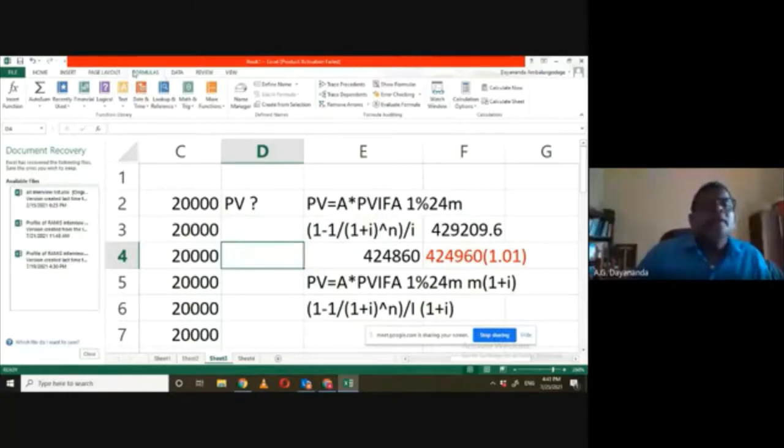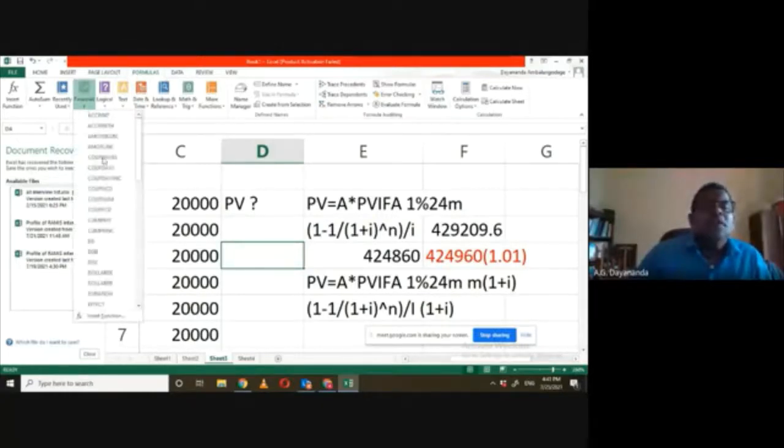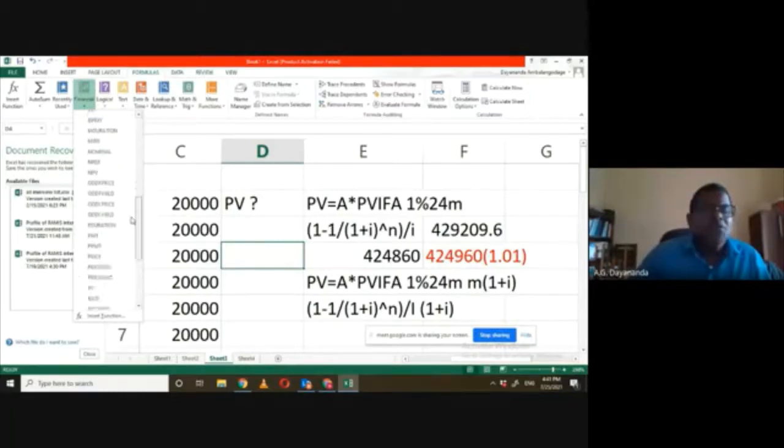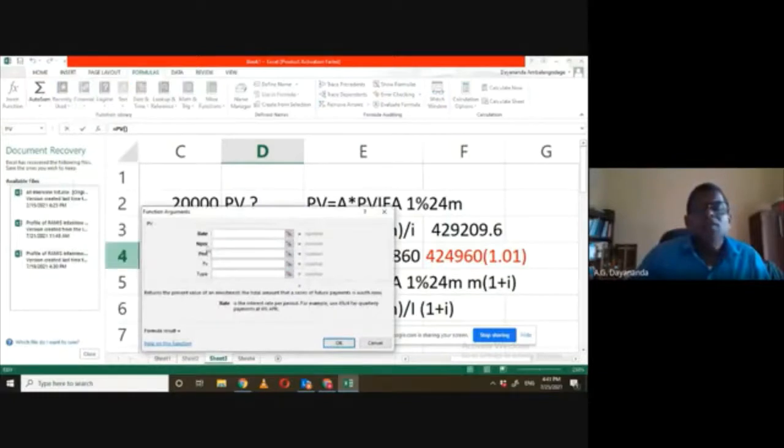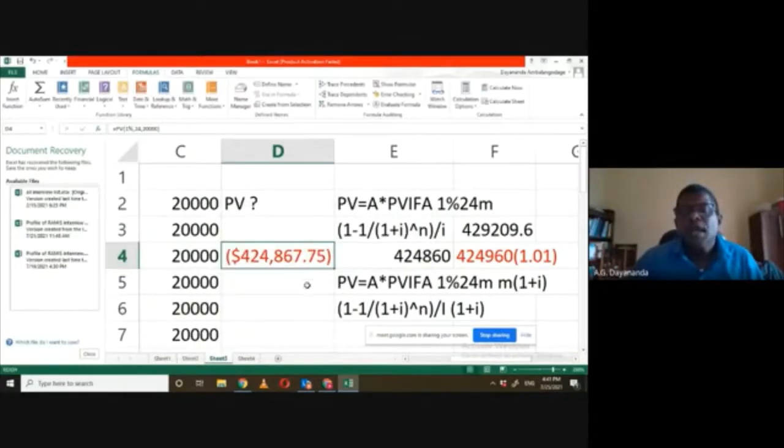Go to the formula, select the financial. This is the shortest method, that is, it goes step by step. There is another shortcut. Present value, enter the rate 1%, enter the period 24 months, enter the annuity, that is the lump sum, annuity for the period. So the answer is, you see, so you get an answer here, 424,867. Is it clear? That is the present value.